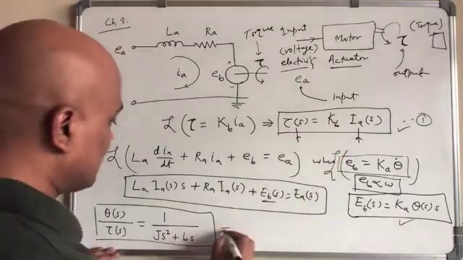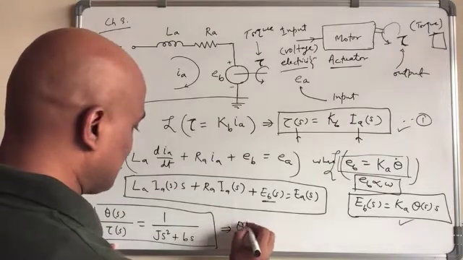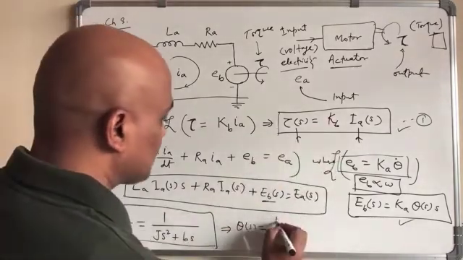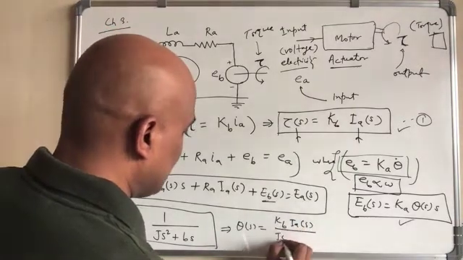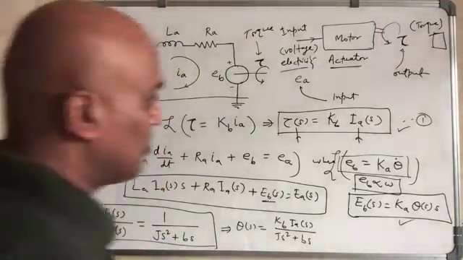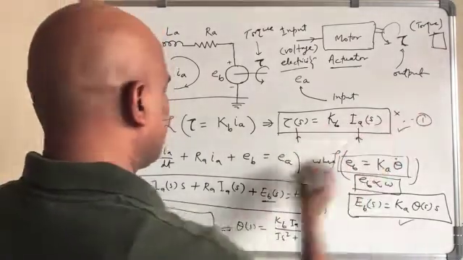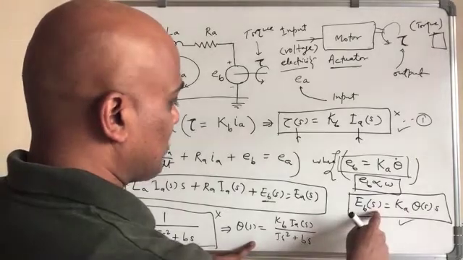So from this and this one, what do we get? We get theta S equal to tau S times KB IAS divided by JS square plus BS. So we get theta S. Now, this and this we have combined already, right? So this is done. Next is this and this we can combine.